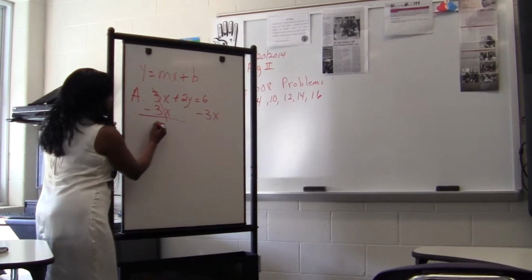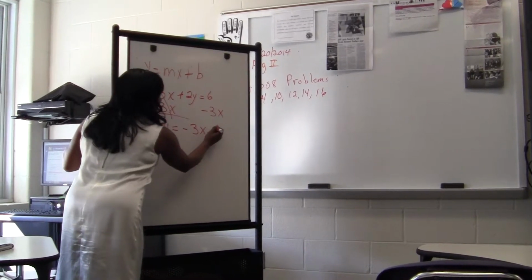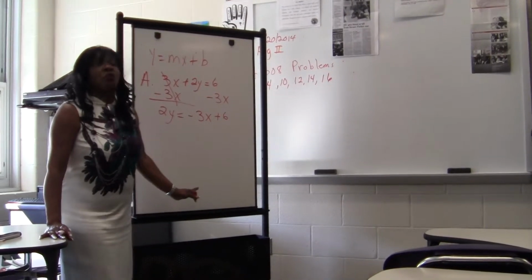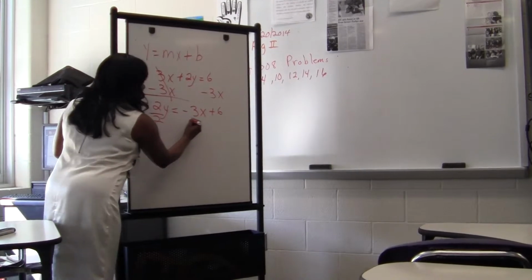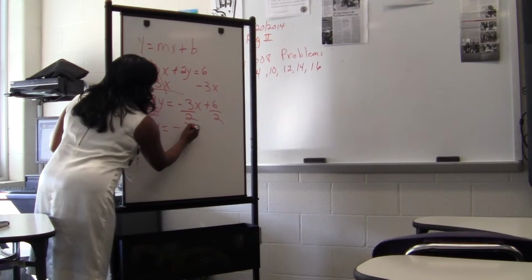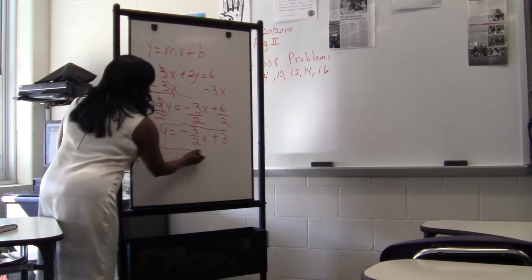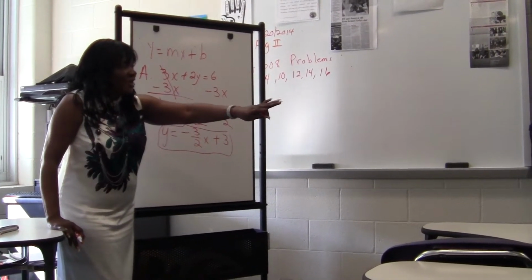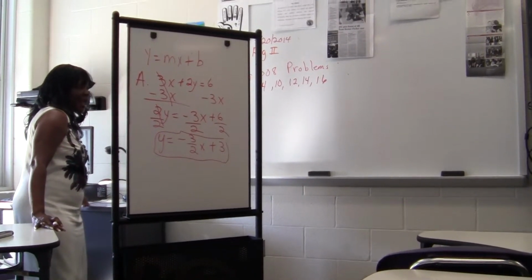Then that cancels out. What's left on the left-hand side? 2y equals negative 3x plus 6. Okay? I still don't have y by itself. What do I need to do? Divide by what? 2. Very good. So 2 here, 2 there, 2 there. So y is equal to negative 3 over 2x plus 3. Uh-oh. Can I eliminate A? It said which equation has the greatest slope? Can I eliminate A? Yes. Okay, so we're going to eliminate A.